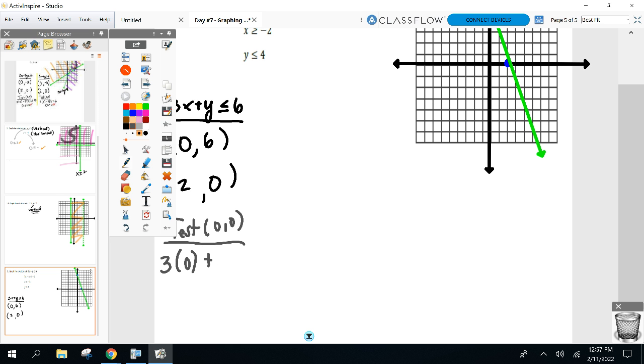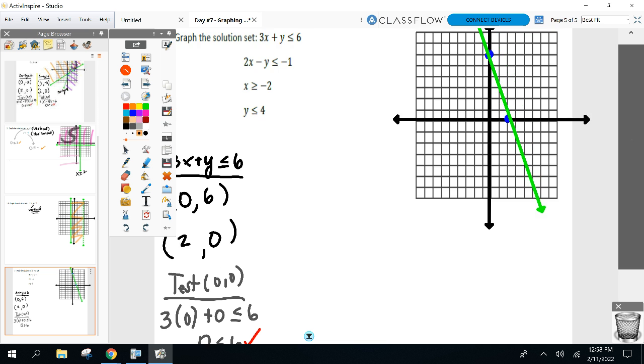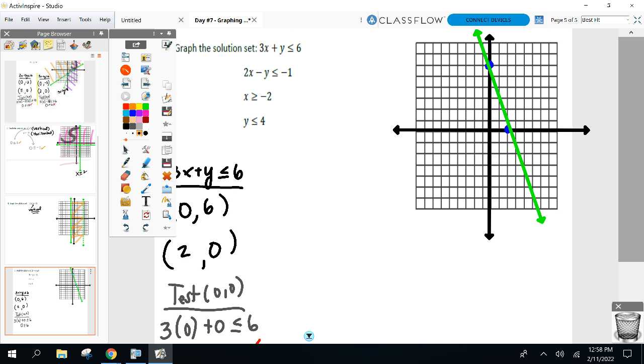Three times 0 plus 0, is that less than or equal to 6? Is 0 less than or equal to 6? Yes. Don't shade, though. Do not shade. I'll explain why right now. So everything's good. So if I had you shade, where would you shade? Left or the right? Left. Okay. Here's why I'm not going to have you shade.